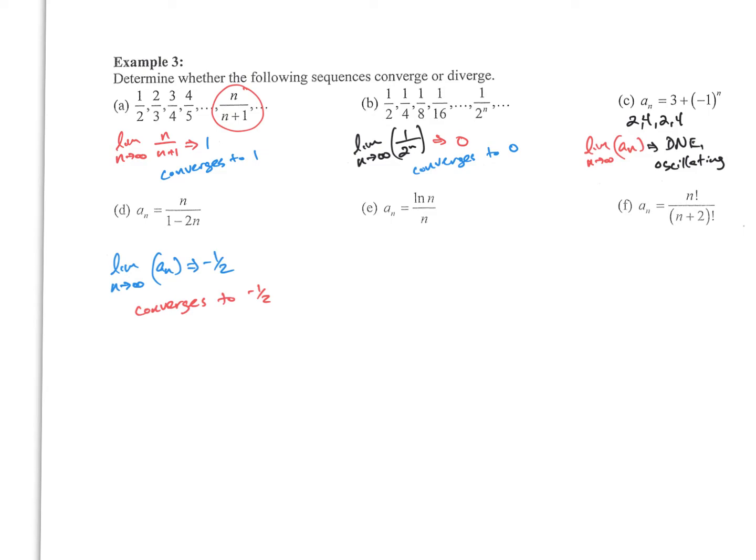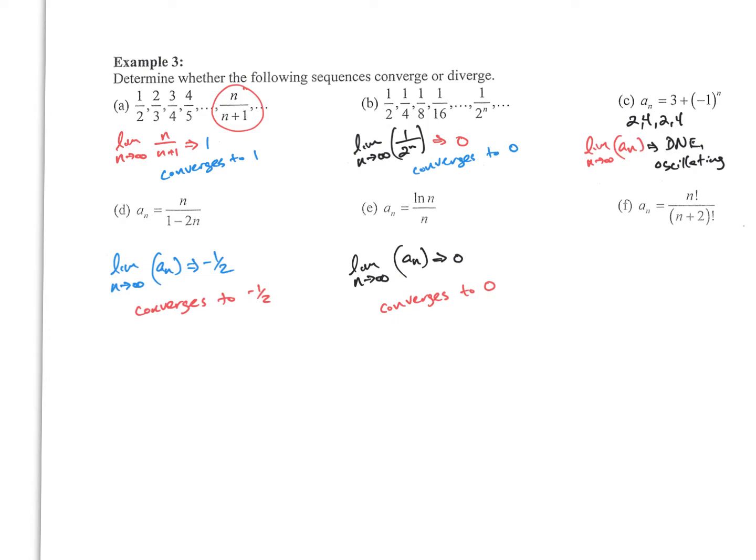All right, let's look at part E. So now I'm going to take a limit to infinity of a sub n when a sub n is natural log n over n. Now, this is really L'Hopital's rule. However, we know speeds. Who wins? The bottom wins. And when the bottom wins, what do we get? We get 0, and that's a great thing. All right, so that sequence converges to 0.